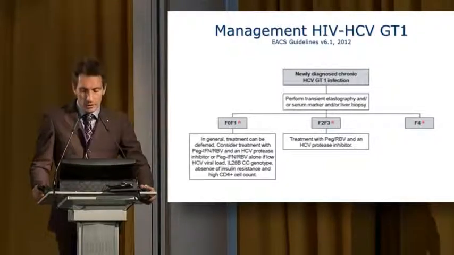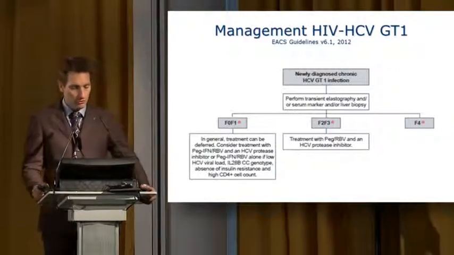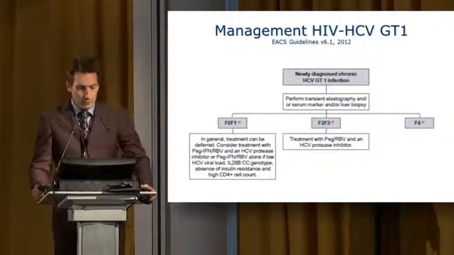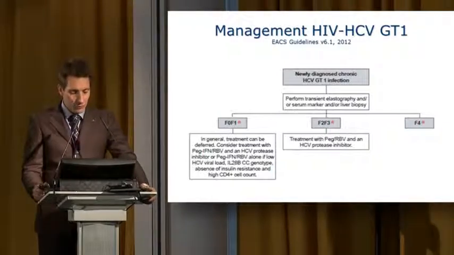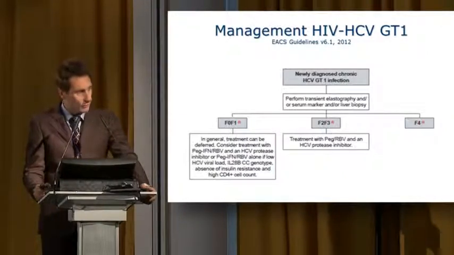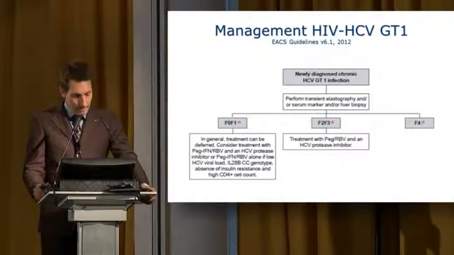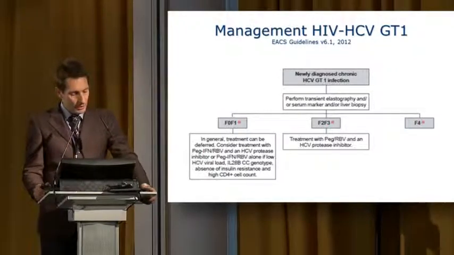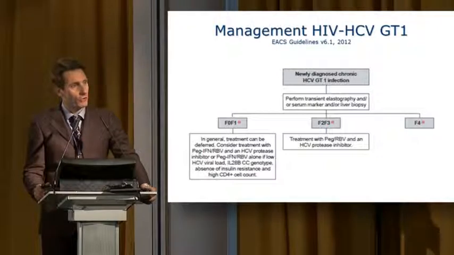Now, what do the current EACS guidelines for the management of genotype 1 infection say? Well, they say if you have a newly diagnosed HCV genotype 1 infection and you perform transient elastography or serum markers or liver biopsy, and Laurent will probably talk about that, then if you have an F0 or F1 patient, in general, treatment can be deferred. And the reason for that is that treatment is hard on the patient, might be difficult, and we will have better treatment options in the not-so-distant future.